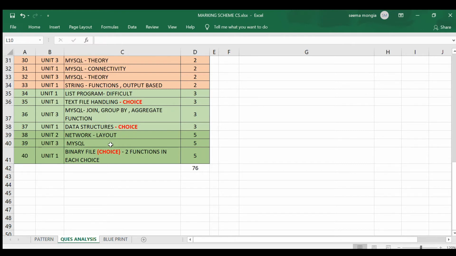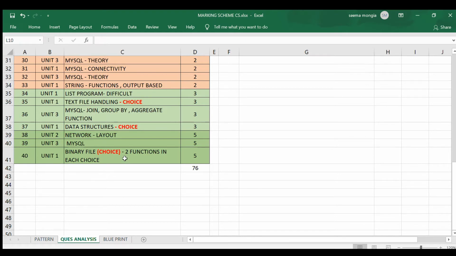Again, a MySQL question will also not be a new pattern for them. So a relation will be given, and based upon that, queries will be given. Obviously, a difficult part will be touched over here, for example, your joins and your group by clauses. But yes, it is a scoring portion for a student.